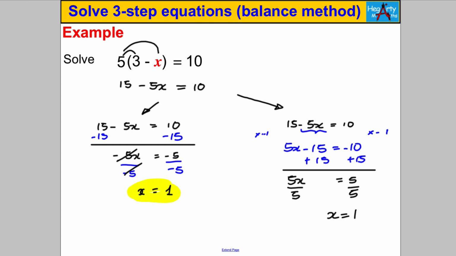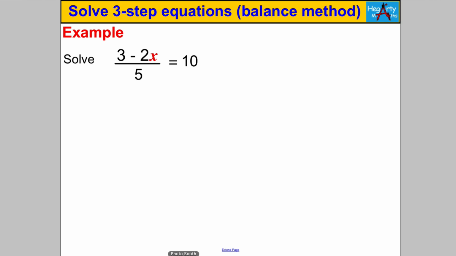And before you move on, just double check x is 1 works. 3 subtract 1 is 2. 5 multiplied by 2 is 10. Draw yourself your little smiley face because you've checked it and you know you've got the right answer. Okay, the last question for this video. Do pause, have a go yourself.